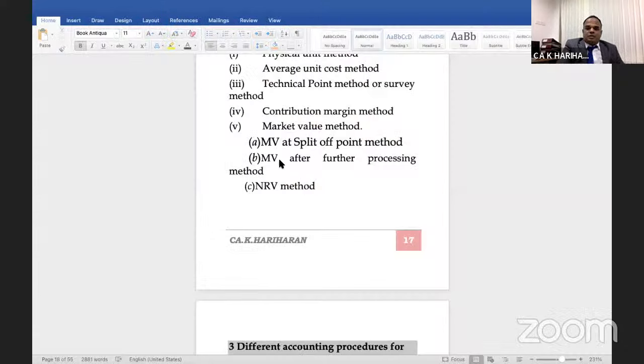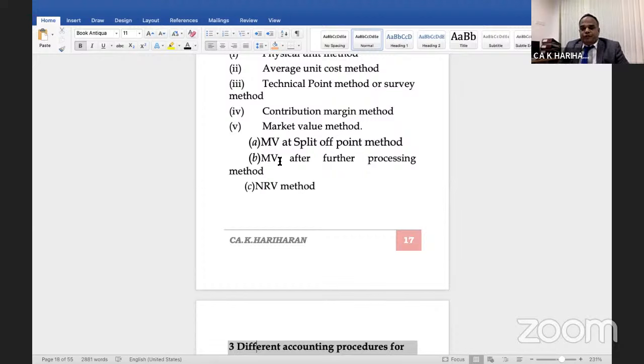Then, with respect to apportionment of joint cost: physical unit method, average unit cost method, technical point or technical evaluation method, contribution margin method, market value method. Under market value method: market value at split off point, market value after further processing, and NRV method. These are all the various methods for apportionment of joint cost.